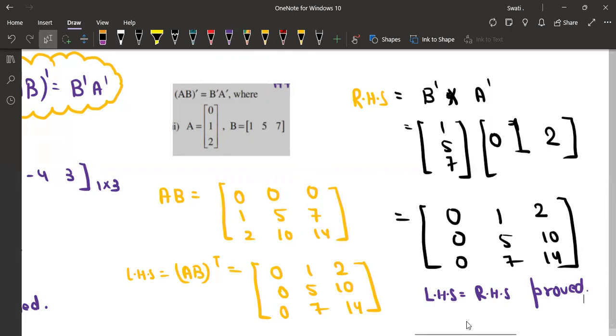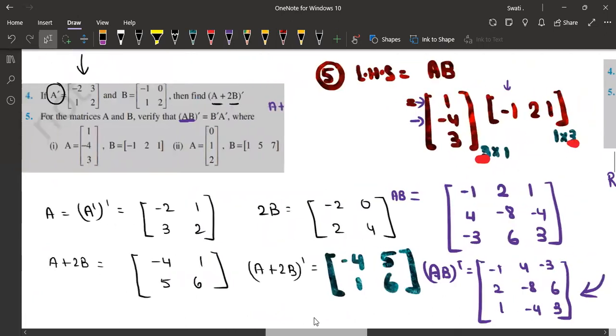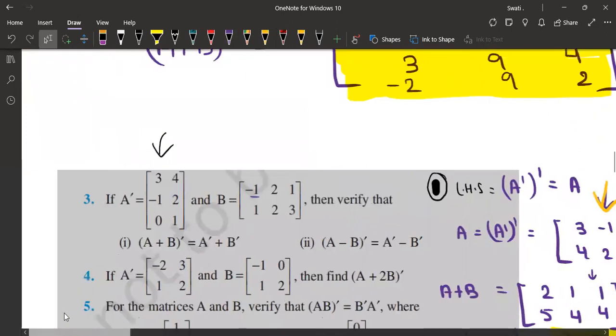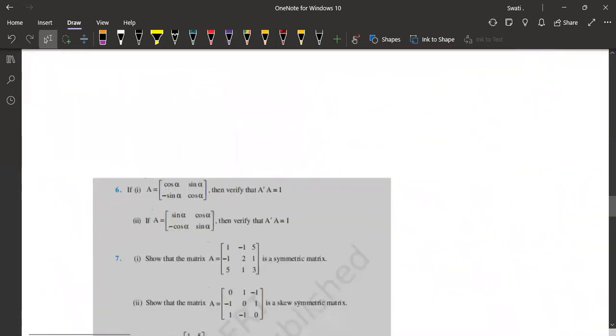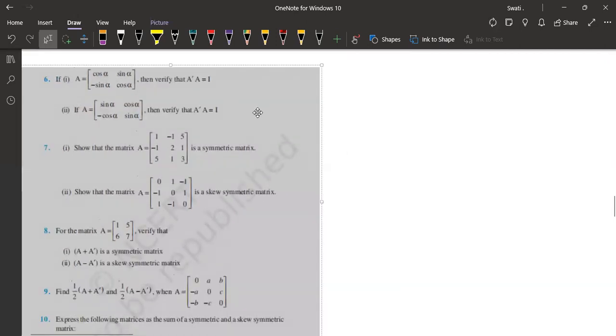Now it's time to go to the next question. So let's quickly go to the next question now. Till the fifth question we are done. Now it's time to go to the sixth question. And that is here. So in the sixth question, we have the matrices given. First is A equals given. We need to verify that A transpose times A is going to be I, right?